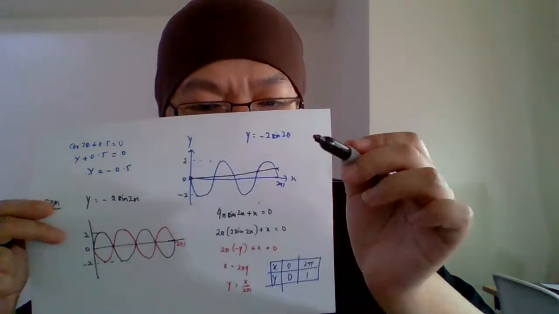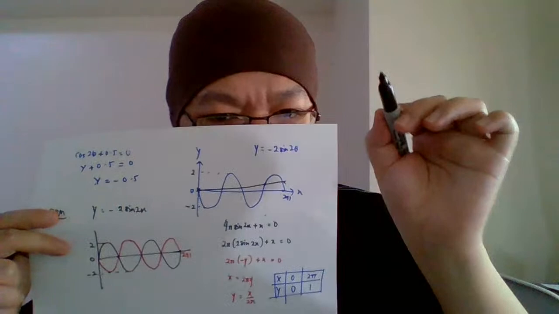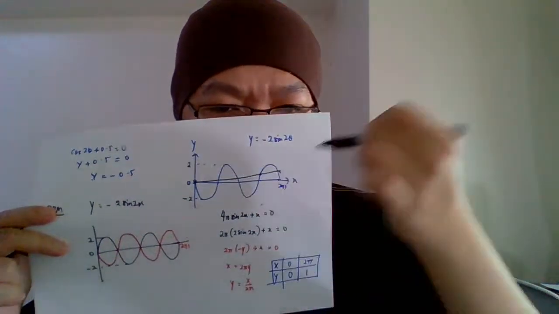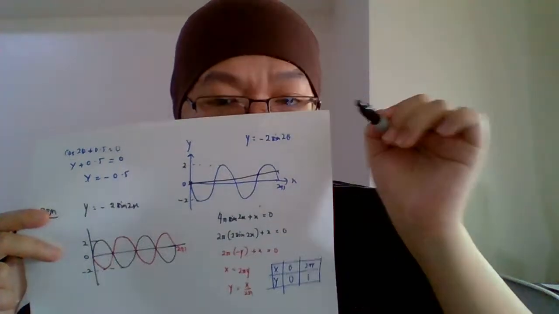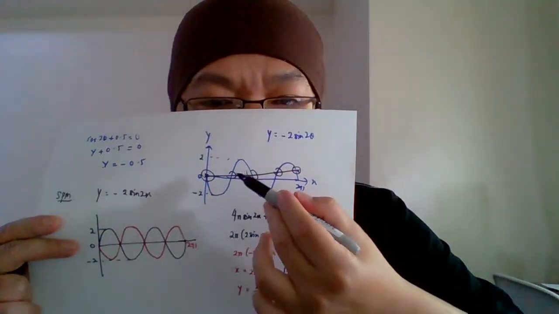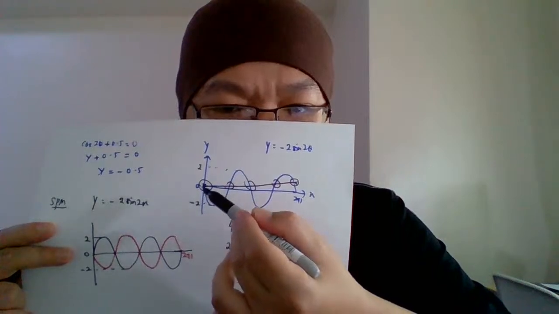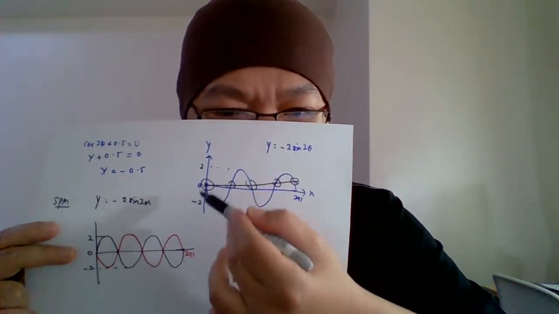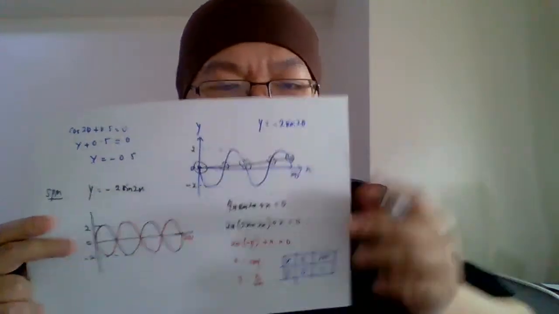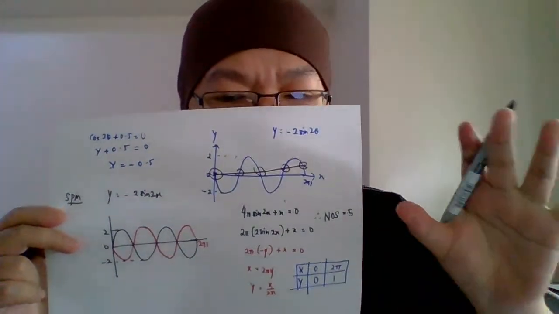So now calculate the number of solutions. Number of solutions means the number of intersections between the black line and the blue line. So how many? Bulatkan. 1, 2, 3, 4, 5. We got 5 intersections. You see? 1, 2, 3, 4. But this one is also included because they are starting at the same point, 0 and 0. 0 for black, 0 for blue. So that's what we consider as the fifth intersection. So the final answer here is therefore your NOS equals to 5. The number of solutions, bilangan penyelesaian dia ialah 5.